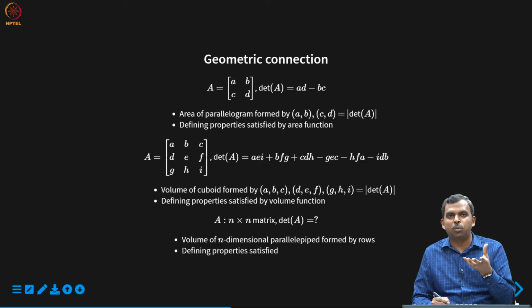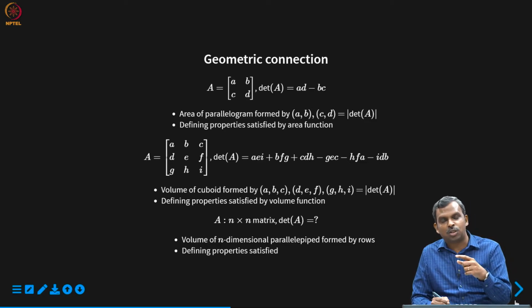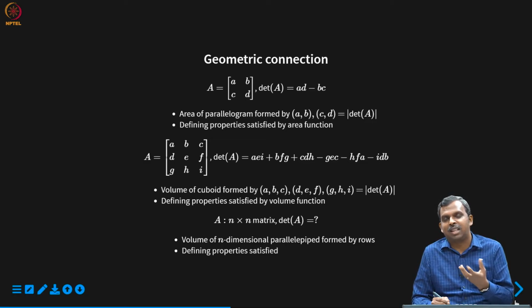You don't really get a volume. You'll only get a 2-dimensional figure, so its volume is 0. Okay, so that also makes sense. In a parallelogram, if you make the 2 lines meet, then your area is 0. You don't have an area anymore.